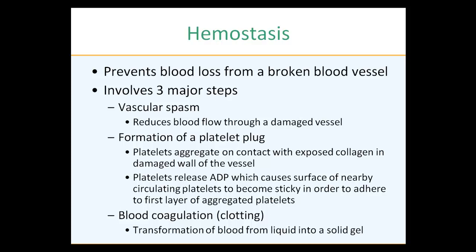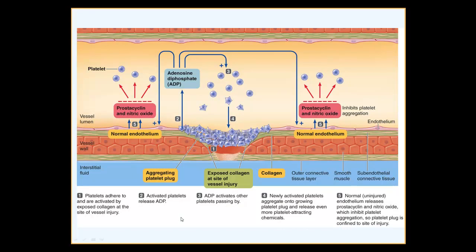And then finally you have the blood coagulation, which is a very lengthy process. Lucky for you, you don't have to remember all the steps in this process, just a few things that we will talk about. But these are the major steps of hemostasis: vascular spasm, formation of the platelet plug, and then finally blood coagulation. So let's talk about the platelets first, how they aggregate.